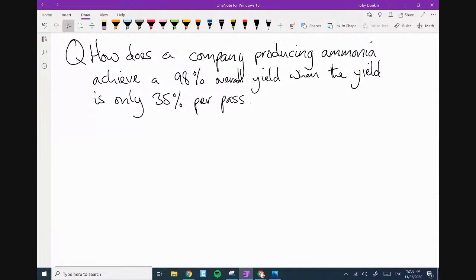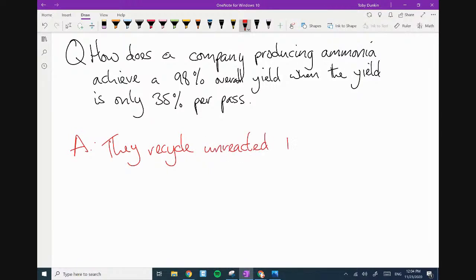It's a very easy question. You simply say it recycles unreacted gases. That is it. The answer is they recycle unreacted hydrogen and nitrogen, H2 and N2, and reuse it.